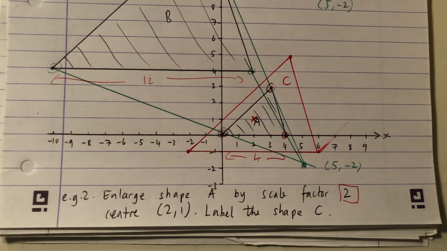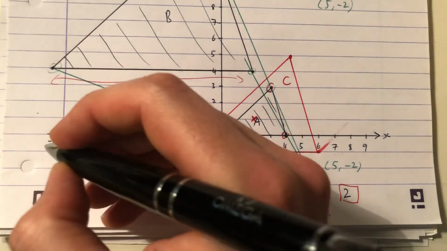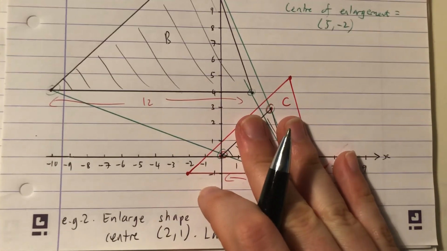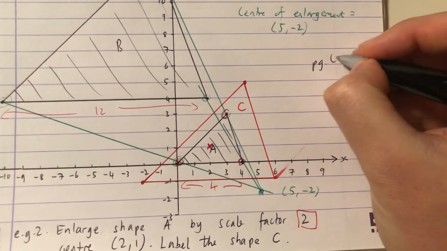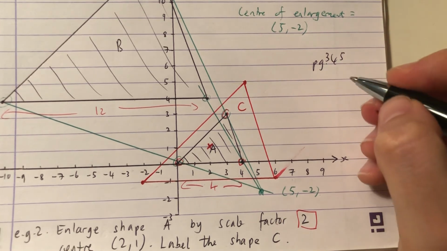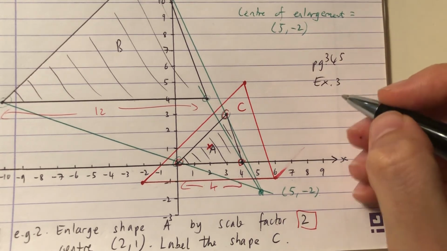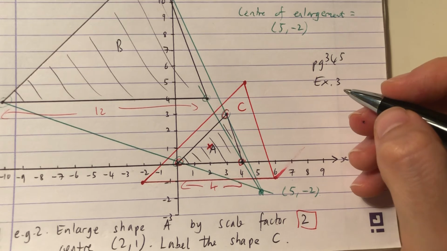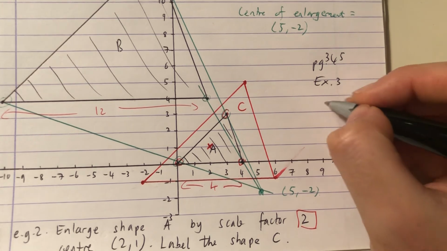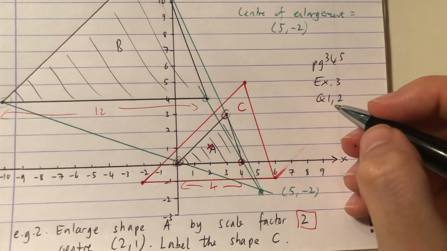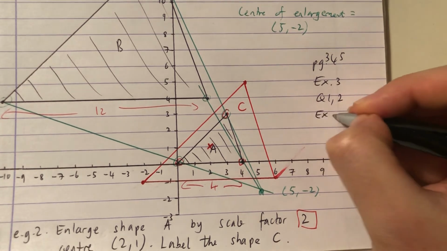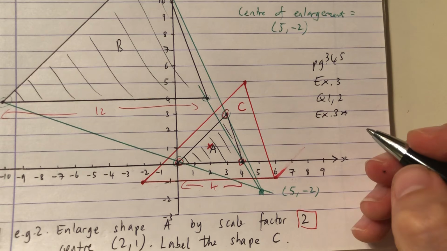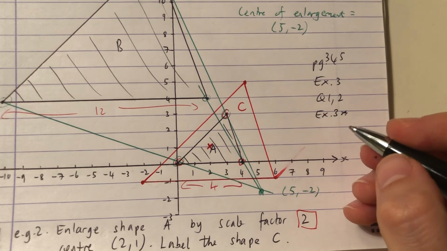So that's pretty much it. Now the questions I'd like you to do are on, just write it there, they're on page 345, exercise 3, and I would like you to do question 1 and question 2, and then if you turn to exercise 3 star, I'd like you to do 4 and 5.